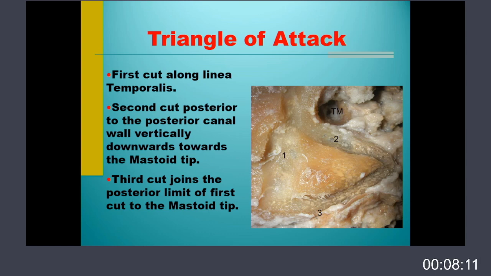This is known as the triangle of attack. This is a term which was coined by Dr. Mario Sanna. So McEwen's triangle and the triangle of attack are two different terms. Why is this known as the triangle of attack? Because just underneath here there is nothing important, and you can quickly do the dissection. Of course, you have to keep in mind the position of the dura and the position of the sinus, and you may not enter into the external acoustic canal.